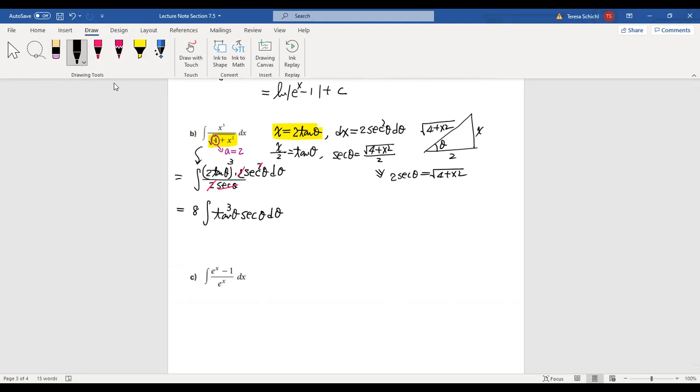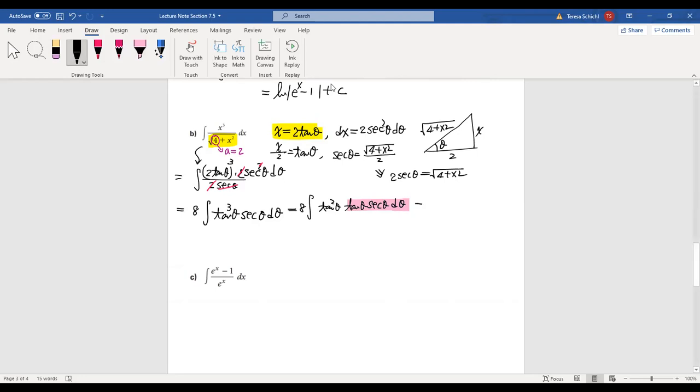When you see this, you say, oh, okay, this is a tangent secant combination. So what I can do here, remember both of them are, I can take out one tangent. So this will be tangent squared theta, and then I will have tangent theta, secant theta, d theta here. Now you see that this is the derivative of the secant.